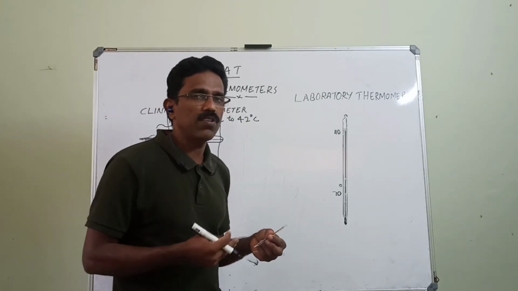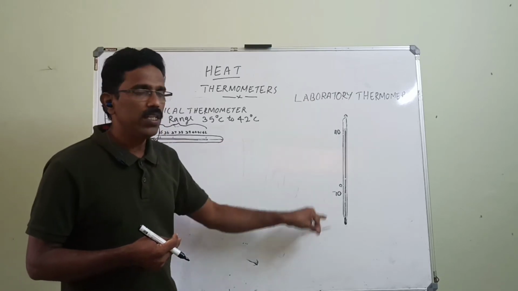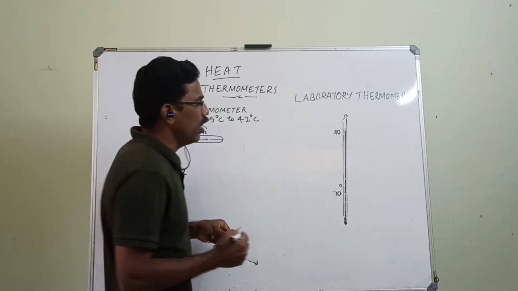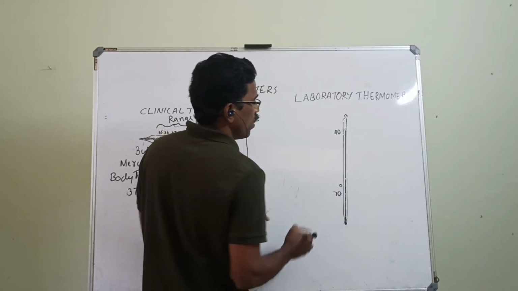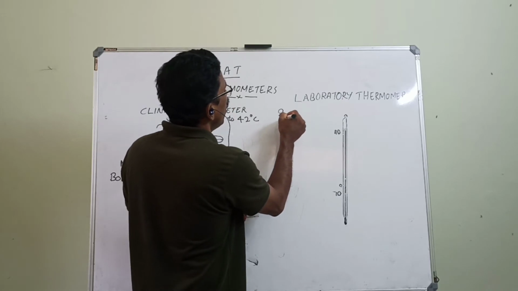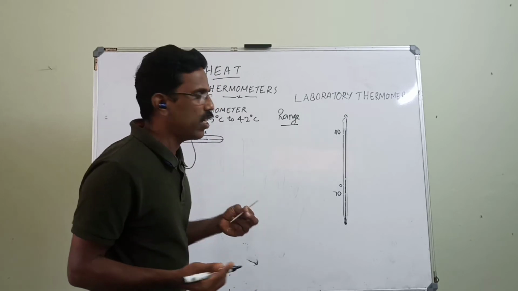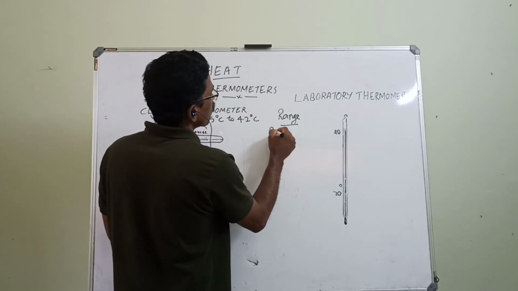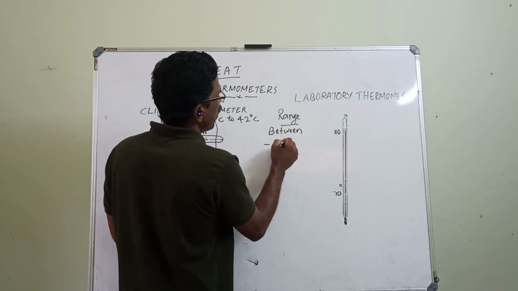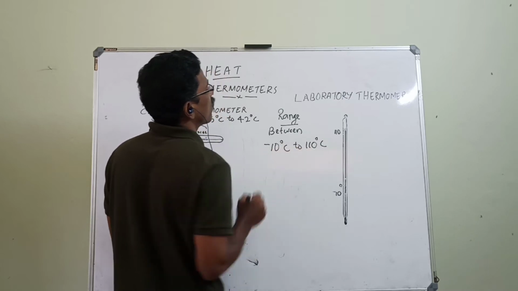For other purposes, for example laboratory use, we have to use a laboratory thermometer. In the case of a laboratory thermometer, the range that you can measure is between minus 10 degrees Celsius and 110 degrees Celsius.